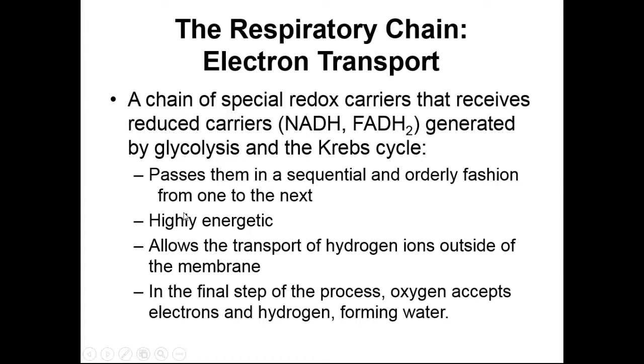During the electron transport chain, those high energy electron carriers are going to drop off their high energy electrons. And those high energy electrons are going to bump from molecule to molecule and carry their energy from one molecule to the next. During this process, these high energy electrons are going to lose a little bit of energy every time they bump from molecule to molecule in a sequential, orderly fashion. As this energy is being lost, it will be used to move hydrogen ions against their concentration gradient.